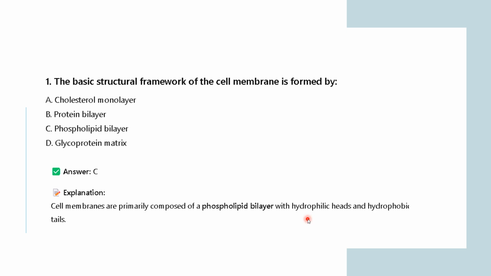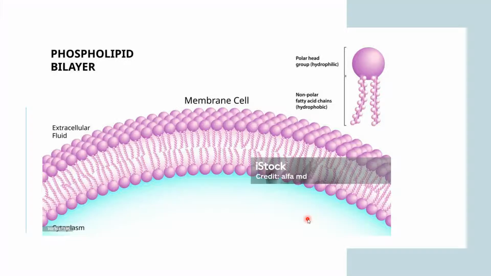So the cell membranes are primarily composed of the phospholipid bilayer with hydrophilic heads and hydrophobic tails. Okay, so the outer parts of that particular membrane have the hydrophilic groups, and the inner part has the hydrophobic groups. So yes, here it is. This is a phospholipid layer. This is the cell membrane, with extracellular fluid, and these spherical structures are the hydrophilic polar head groups, and this long tail is the non-polar fatty acid chain that is hydrophobic in nature. Okay, so this is how it is arranged.